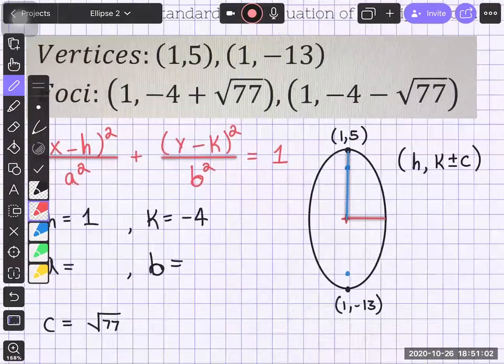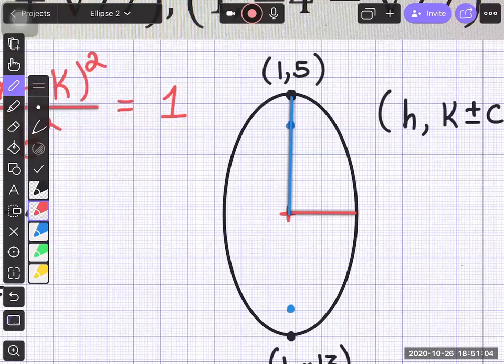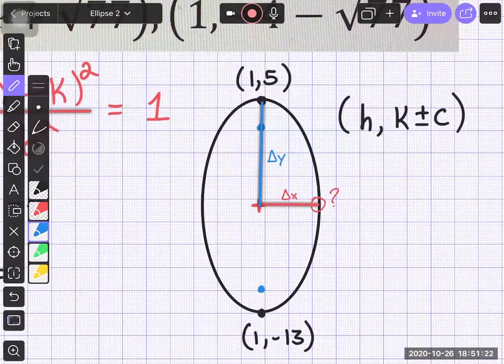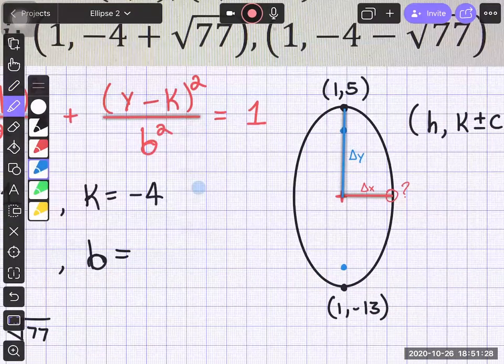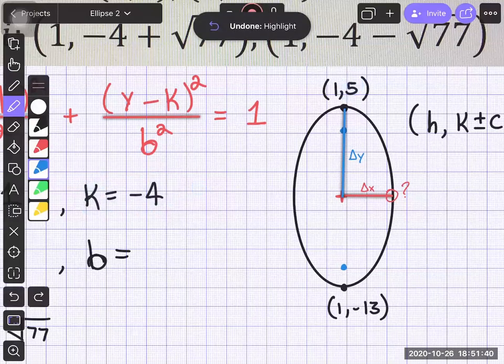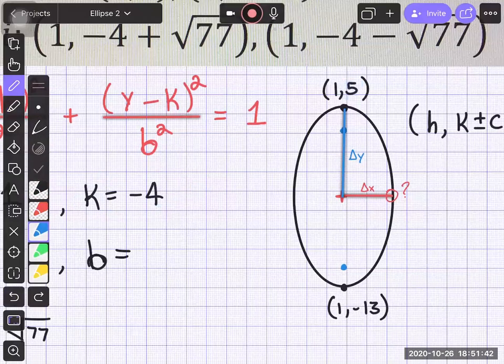So in other words, a will be the change in x. But now we have a problem because we don't have the coordinates for the co-vertex. Now let's take a look at b. b is the change between the vertical coordinates, which in this case we do have. It'll be the distance from -4 and 5. So 5 minus -4 is 9. So we already have the distance for b.